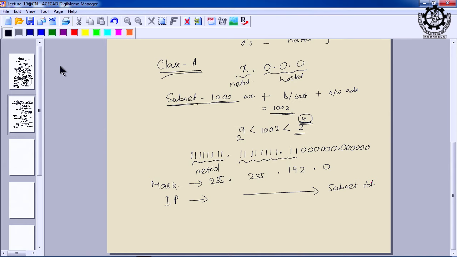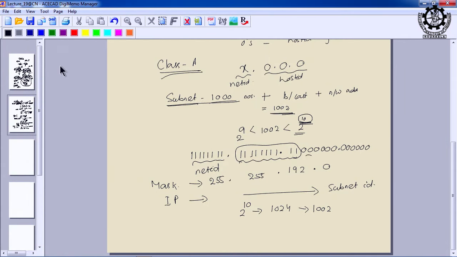Correct? Now, as a whole we have one network within which we have a maximum of 2 to the power 10 number of subnets, let us say 1024, out of which we will frame only 1002 because we need that many only. The rest of the digits we are not going to configure, right? And the rest will be 2 to the power how many? 8 plus 6, 14 number of hosts in every subnet.